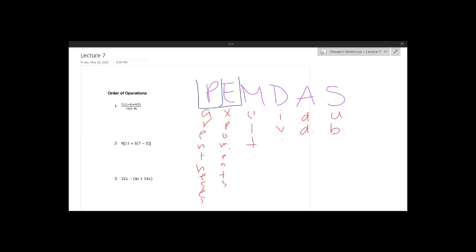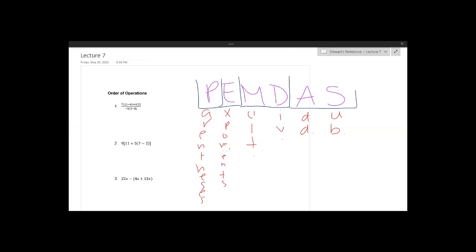Whereas multiplication and division are considered to be on the same level, or of the same degree of importance. So if they're both involved in a problem and it's only multiplication and division, you just work left to right. You don't have to do multiplication before division. You can do division before multiplication if it comes first. So you can move through it like that.